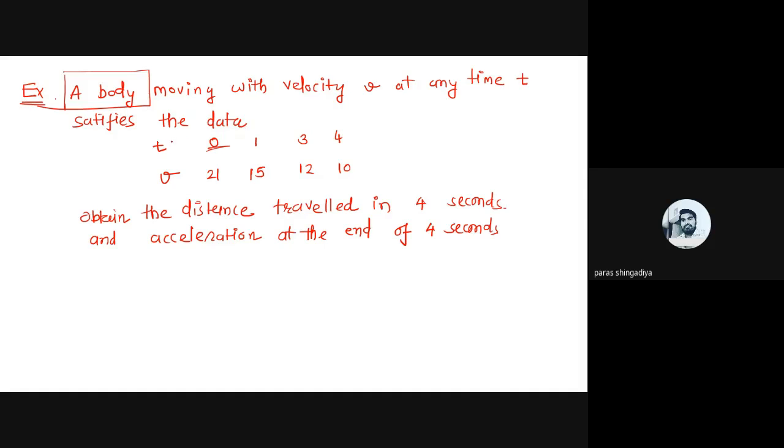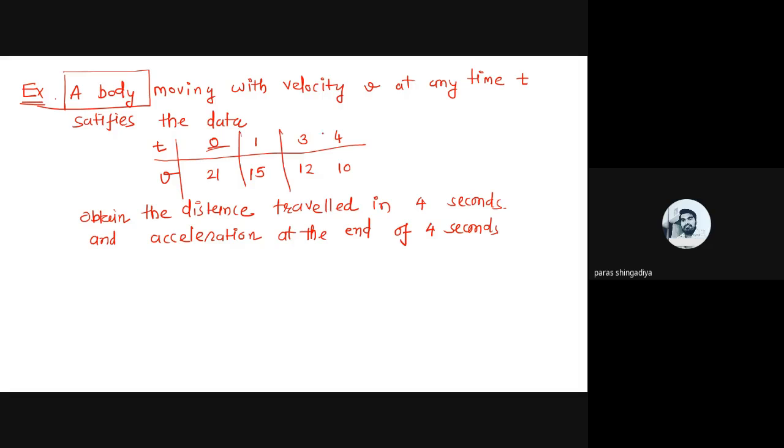It satisfies the following data. When t is equal to 0 seconds, the velocity of this body is 21. Then after t is equal to 1 second, the velocity of this body is 15, meaning it is decreasing. You can also consider increasing data as well. And after t is equal to 3 seconds, the velocity of this body, the car, the bike, any instrument you can consider, is 12. Then after 4 seconds, the velocity is 10. Clear? So this data is given for this particle, for this body.